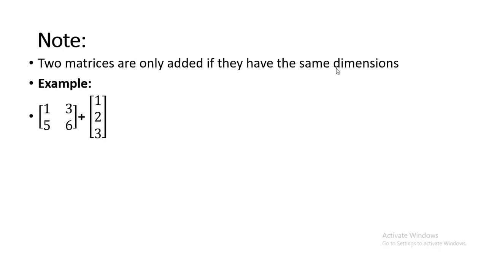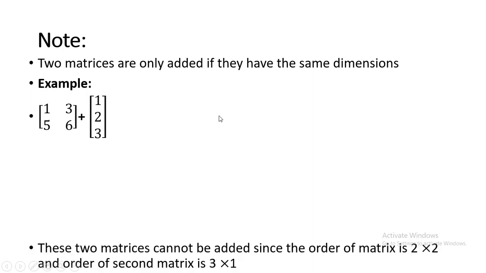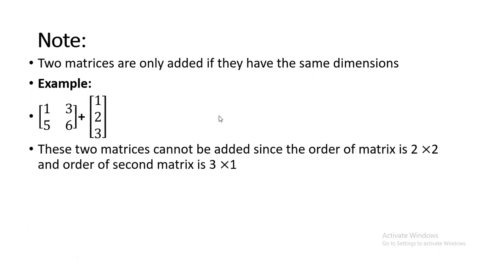We have these two matrices. The first matrix has elements 1, 3, 5 and 6, and it is a 2 by 2 matrix, 2 rows and 2 columns. The second matrix, as you can see, is a column matrix. It has 1 column and 3 rows. These two matrices cannot be added together because they don't have the same dimension. The dimension of this matrix is 2 by 2. The dimension of this matrix is 3 by 1. So these two matrices cannot be added together.